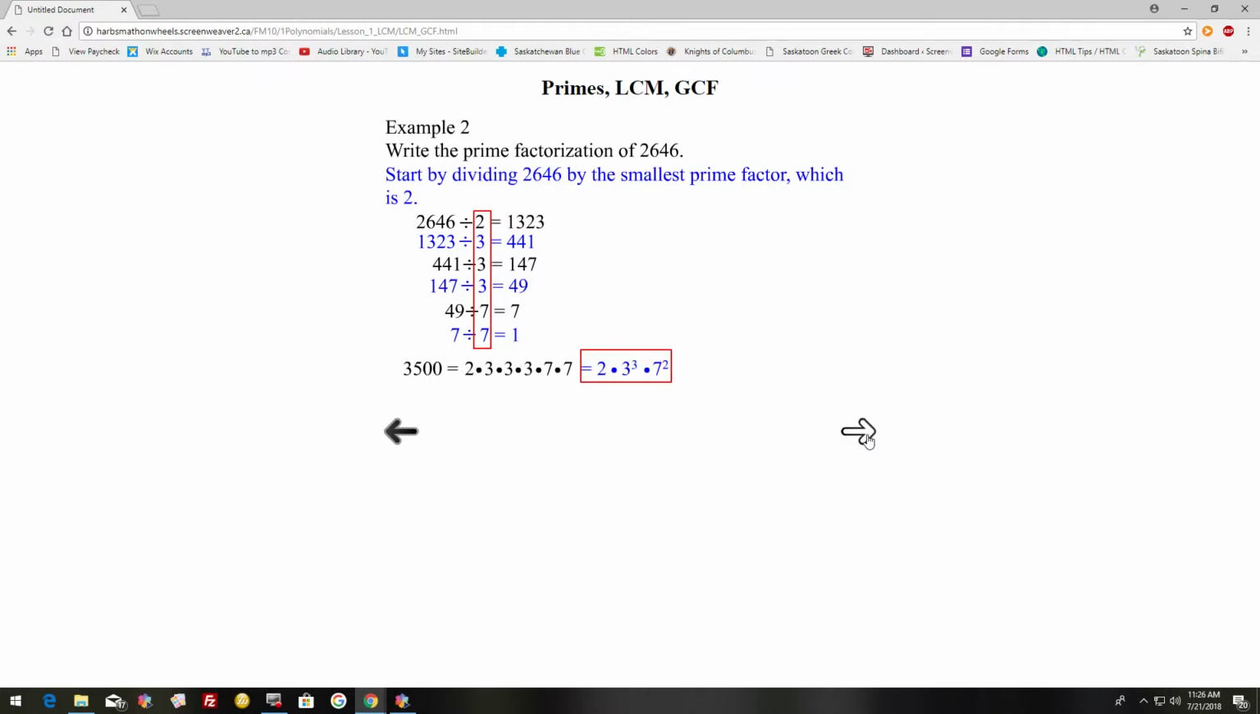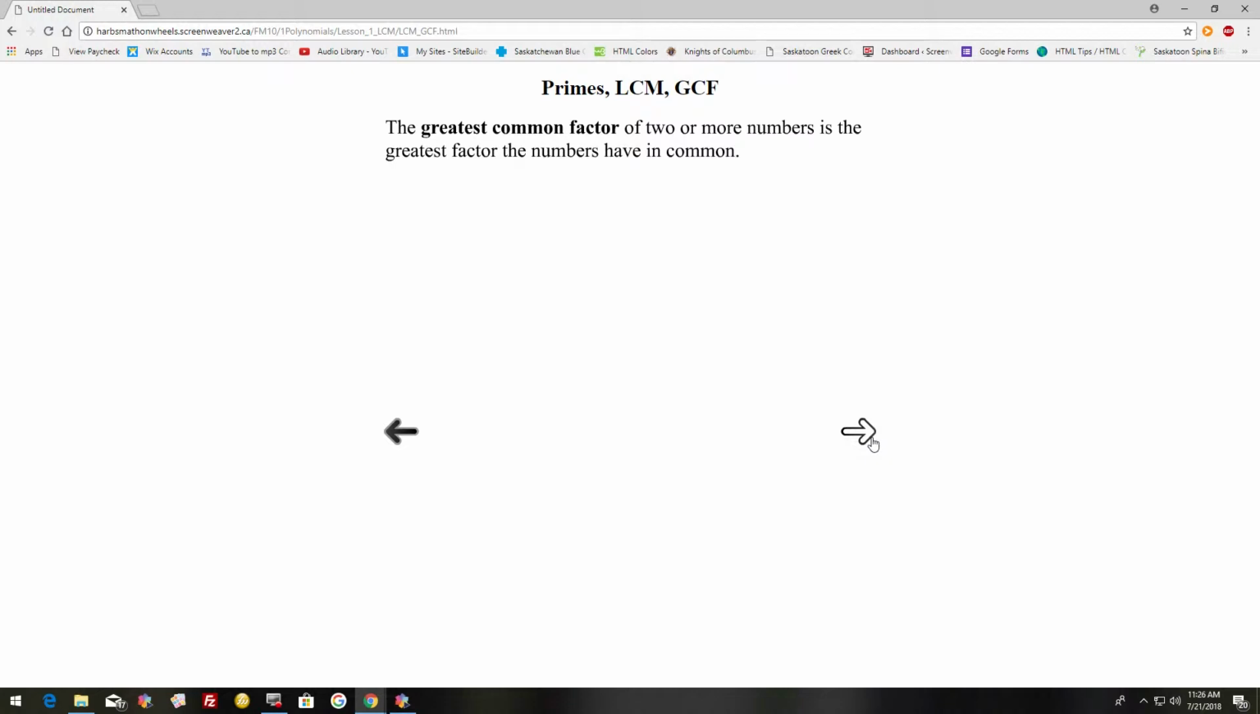The greatest common factor of 2 or more numbers is the greatest factor the numbers have in common. Let's discuss that a little further. Example. Determine the greatest common factor of 126 and 144.